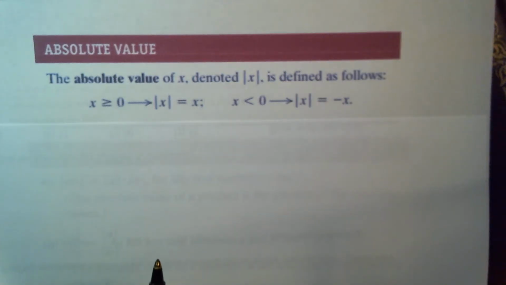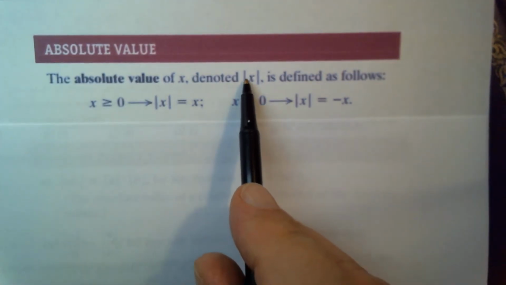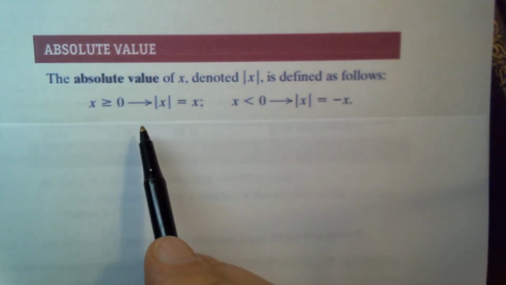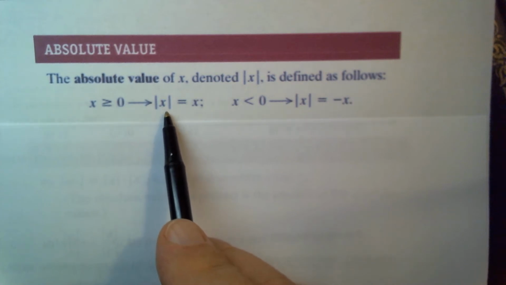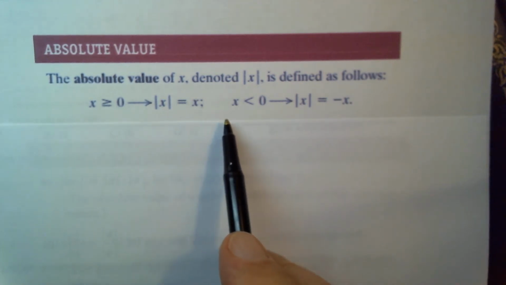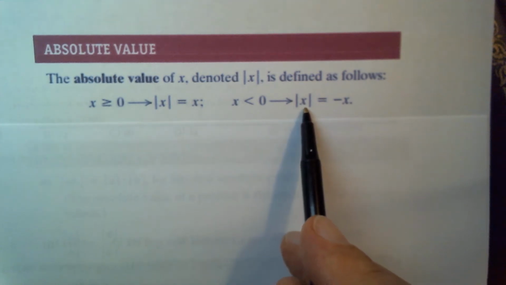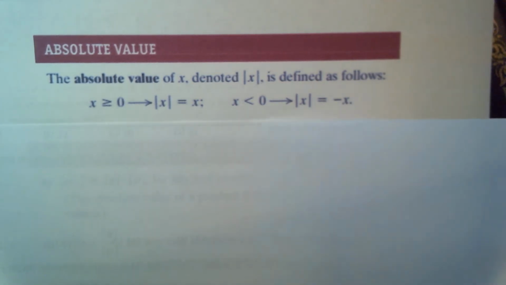First of all, let's define absolute value. So the absolute value of x, denoted by vertical line x vertical line, is defined as follows. If x is greater than or equal to 0, then the absolute value of x is equal to x, and if x is less than 0, then the absolute value of x is equal to minus x. This may sound a little confusing, but as we do some examples, I'm sure it'll become much clearer.